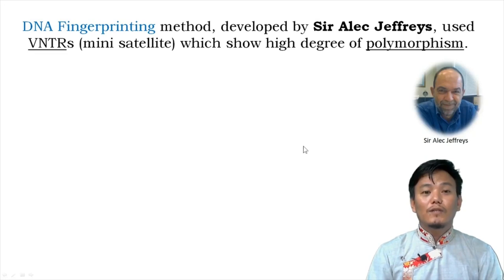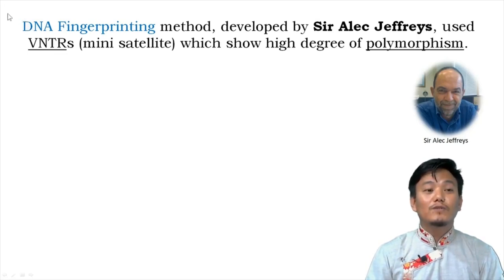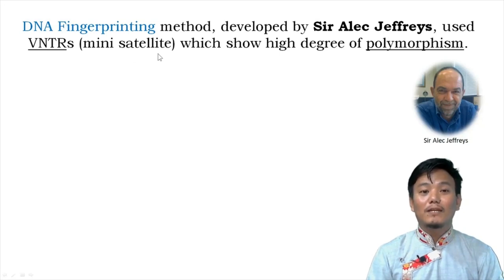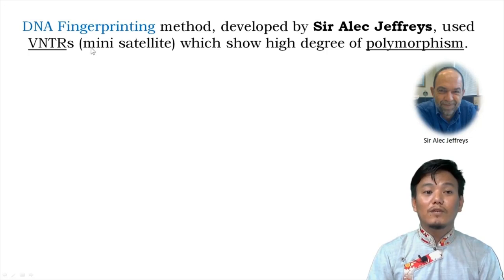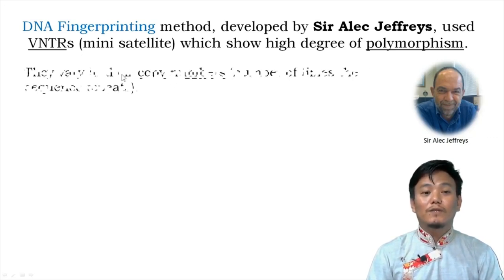Okay, so now since we have understood different genetic concepts, now let us get back to the DNA fingerprinting method. So the DNA fingerprinting method, which was developed by Sir Alec Jeffries, it used VNTRs. I told you what is VNTRs, right? In VNTRs, he used specifically mini satellites, okay, which shows high degree of polymorphism, right? Now this sentence will start to make sense because you now know what are VNTRs, what are mini satellites, and what do you mean by polymorphism. So Sir Alec Jeffries used mini satellite DNAs in DNA fingerprinting method, and he used these mini satellites because he knew that there is high degree of polymorphism in that.